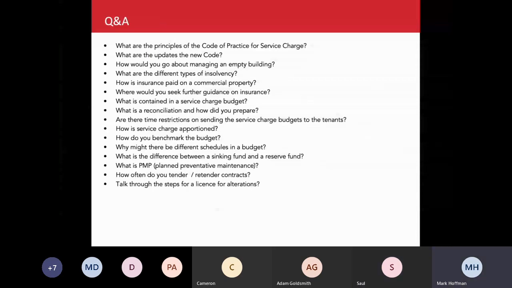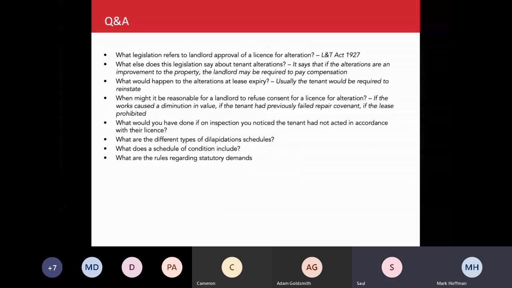I've put it on some slides here, and I'm going to send obviously all these out to you. Just some questions for you to go through, which is relevant, of course, to property management.